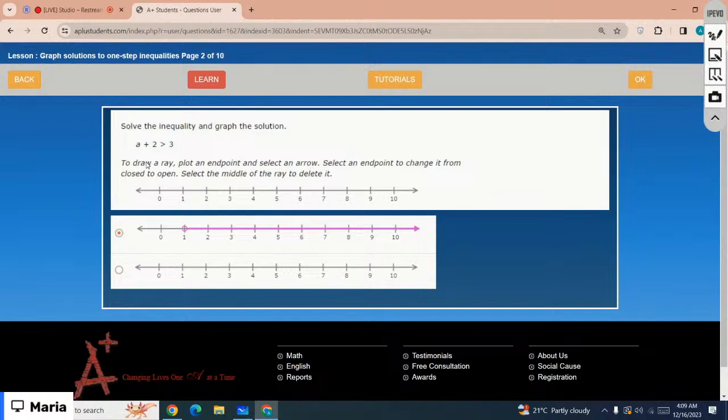1 has an open circle because 1 cannot be a solution of the inequality. You don't have the equal sign. Option 2 is just a number line. You don't have any graph on the number line. So the correct option is option number 1, right?